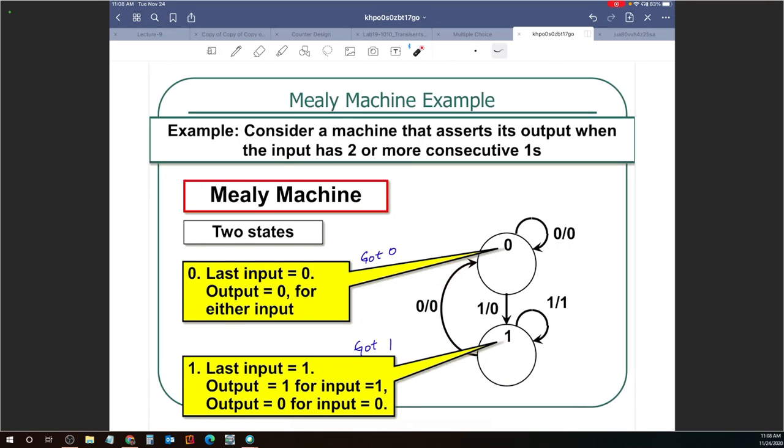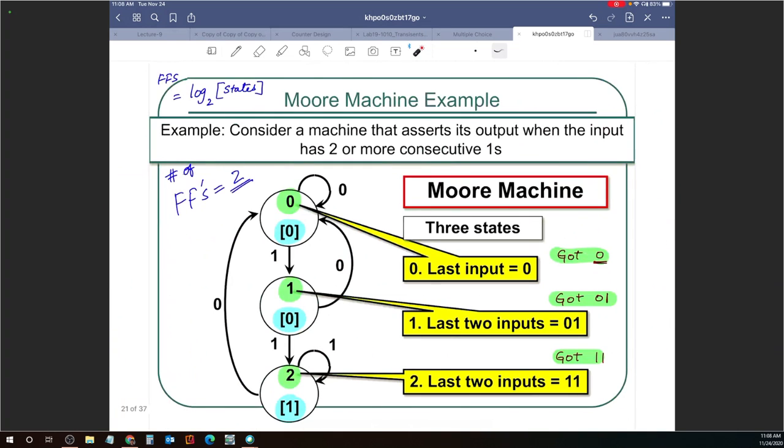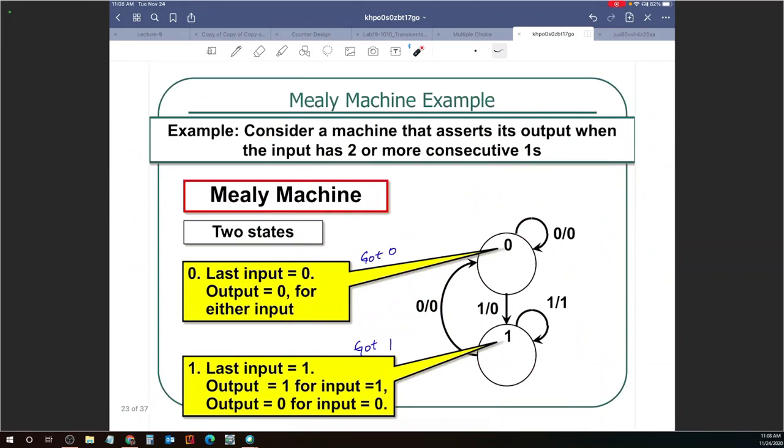Now you see how we are able to do this in 2 states? And we were not able to do that in 2 states over here. Why was that possible with a Mealy machine? What is that one change that made this possible, that we are able to do it in 2 states?